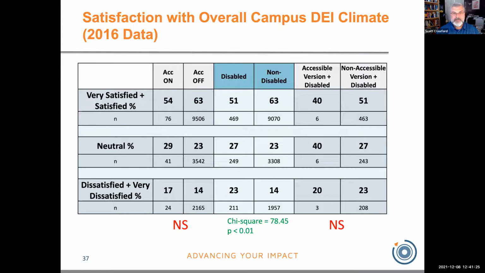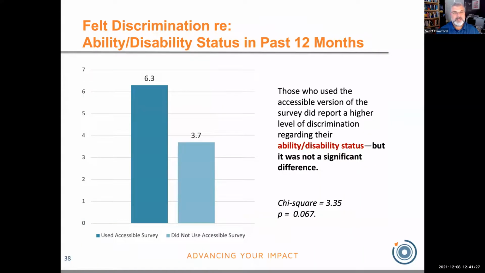I think we were happy that we had gone through the efforts that we did when we looked at this data. Of those who used the accessible version of the survey, they also did report a higher level of discrimination regarding their ability and disability status. It was not a significant difference, very small sample sizes, almost significant. I'm putting that in there. 3.7% who did not use the accessible survey versus 6.3% of those who did. So probably with some additional data, we might have something significant show up here.